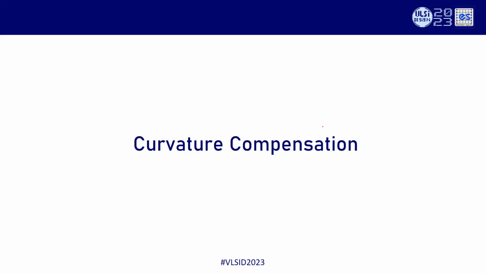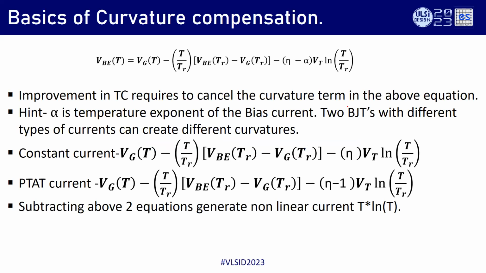Okay, thank you. Welcome back again. So far, what we have seen are the first order compensated bandgaps. That means we are assuming that the VBE varies with the temperature in a linear fashion, which, as Rakesh explained in the very initial slides, is not true.